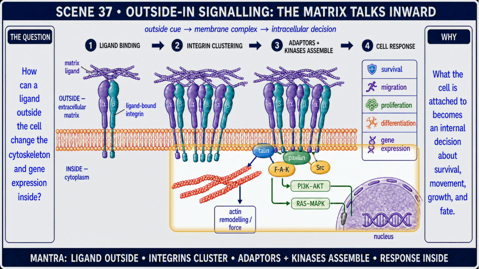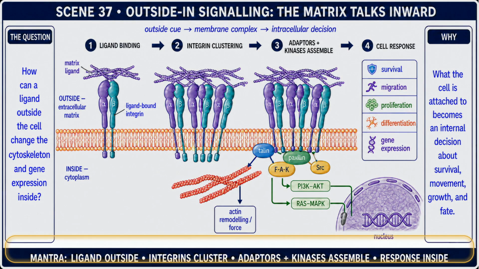The signal then branches. One branch remodels actin and changes force transmission. Other branches, including PI3K-AKT and RAS-MAPK, influence the nucleus and gene expression. The possible outcomes include survival, migration, proliferation, differentiation, and a change in cell shape. The actual response depends on the cell and the surrounding context.